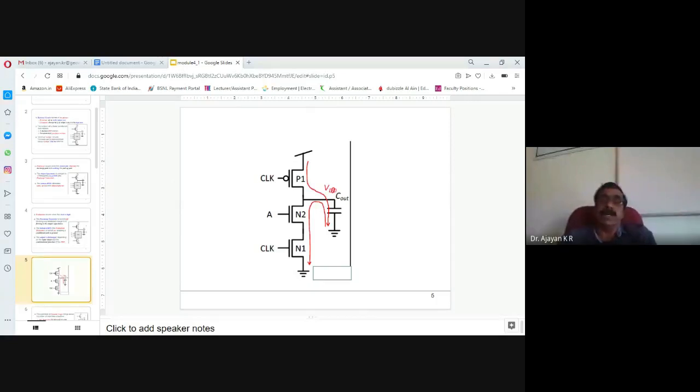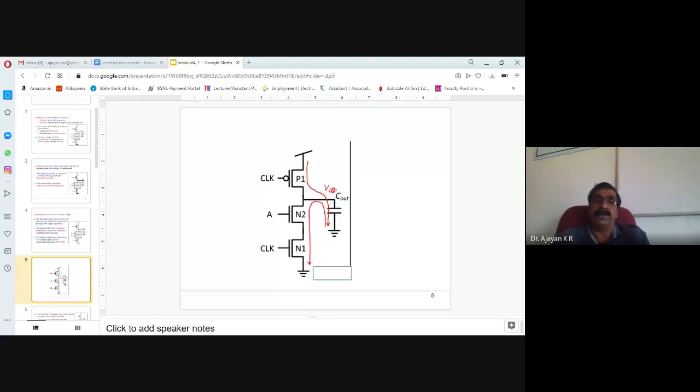The question is, now N1 is on, so it depends upon the condition of N2. It can discharge or not. If A is equal to 1, then for N2, VG is VDD. VS is connected to ground, because N1 is on, meaning it is shorted. So VGS becomes VDD minus 0, that is VDD. So VGS is greater than VT. So N2 will be on. The capacitor will discharge to 0.